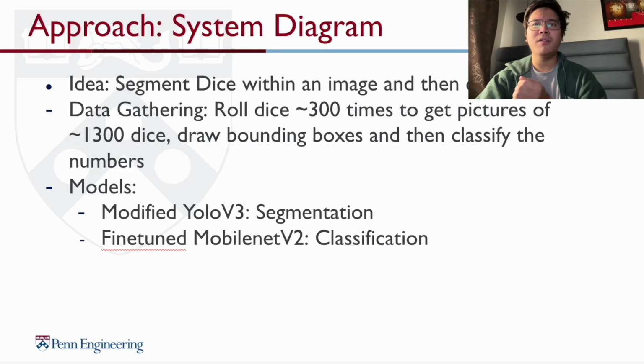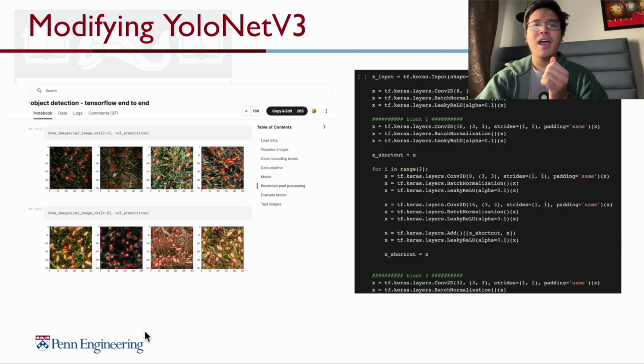We have 2 models in the system. The first model, based on YOLOnet v3, performs image segmentation to extract the dice faces. The second model, based on MobileNet v2, classifies those dice faces into their respective integer values. In creating my segmentation model, I modified a Kaggle notebook originally meant for a competition counting the heads of wheat in an image. The biggest change that I had to make here was to reduce the number of filters in the CNN by a factor of 4, which essentially allowed the model to run on a phone.